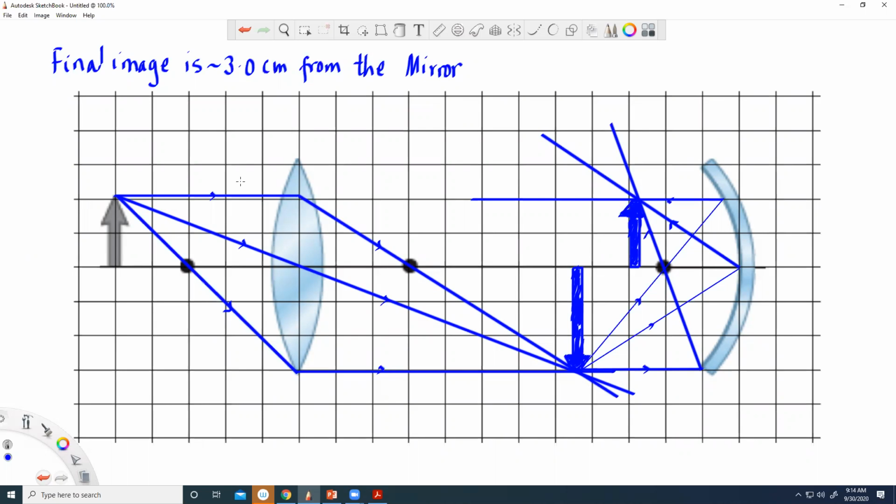Now you also need to do this by using the mirror equation. So let's look at the mirror equation. Do you guys have any question on the ray diagram?